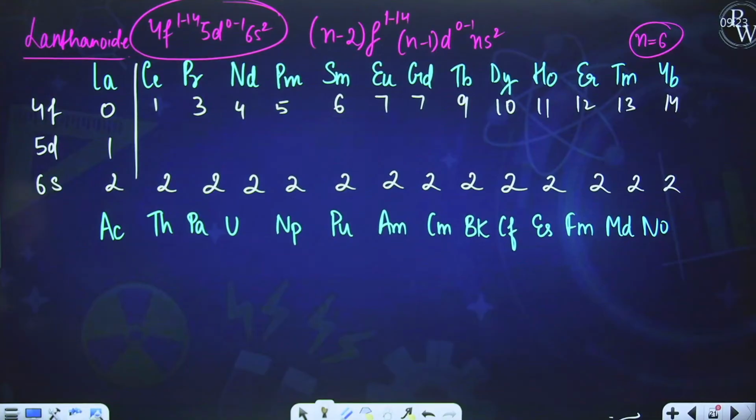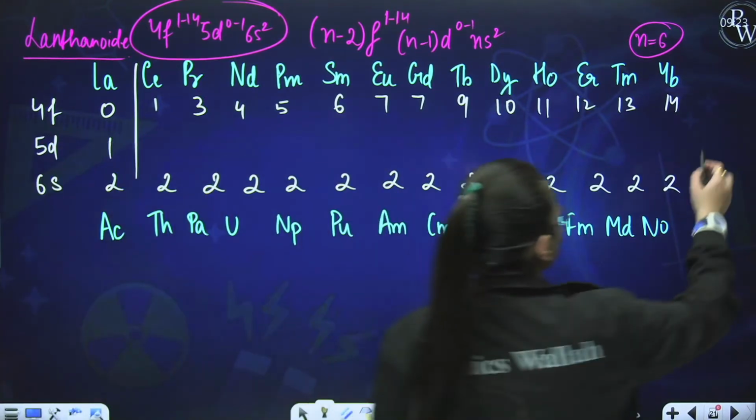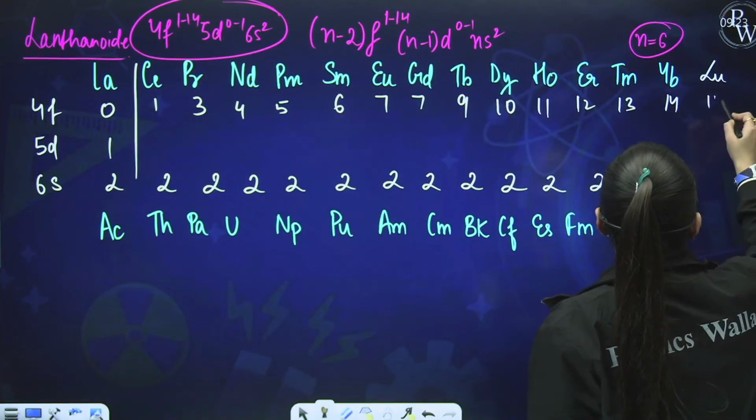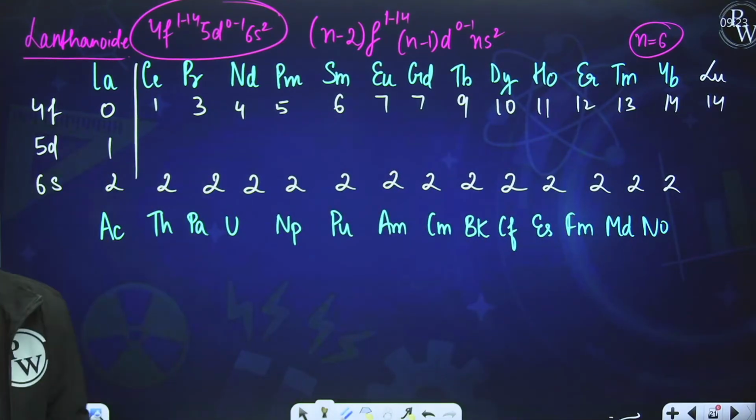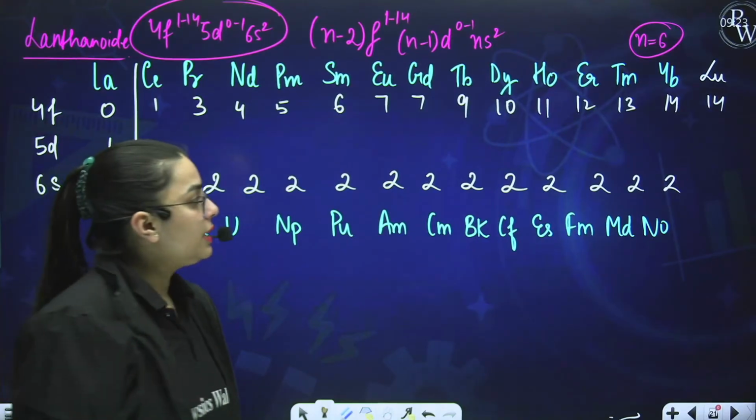Let me check if I have not skipped one element. Cerium, Pr, Nd, Pm, Sm, Eu, Gd, Tb, Dy, Ho, Er, Tm, Yb. Okay. Yes, so one more element will come over here, no? It is also 14th. Okay. Yes. Can we write further?